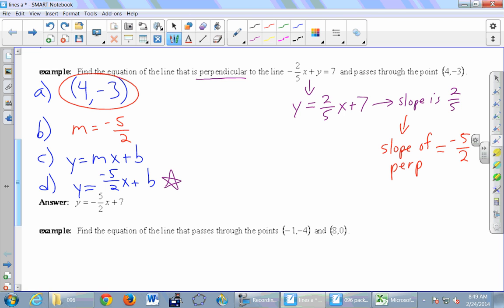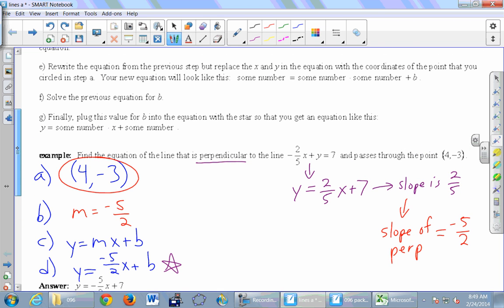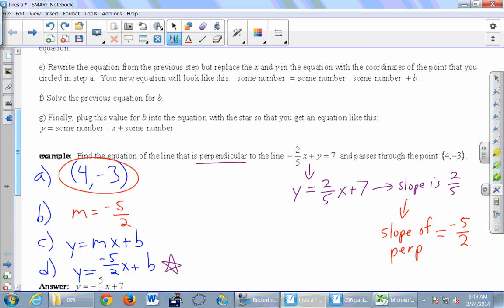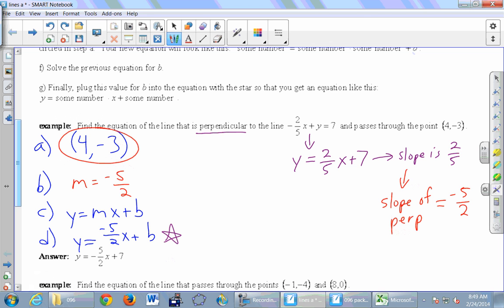Okay, so step E says you take the equation we just wrote, and you're going to replace the x and the y with the coordinates of the point that we circled way back in step A. So x and y become 4 and negative 3 respectively. Everything else gets copied, which means which of these three letters, y, x, and b, is still going to be there when I copy? It's the b. We're changing the x and we're changing the y. Both of them become numbers, but the b stays. So here's the goal for this step. Some number equals some number times some other number plus b. It's that b right there that is tripping some people up.